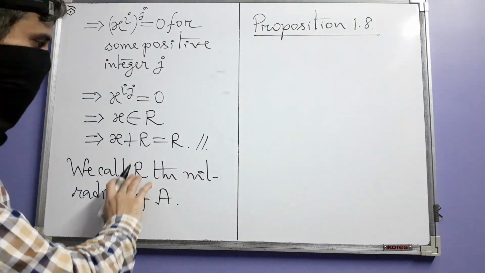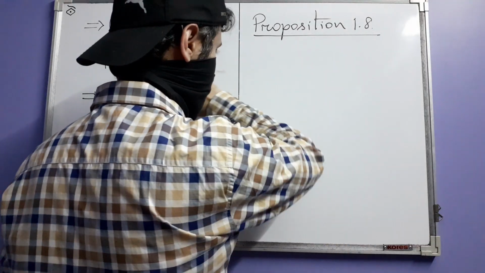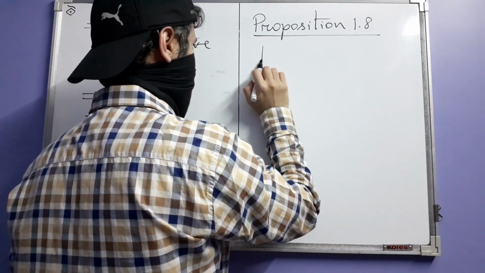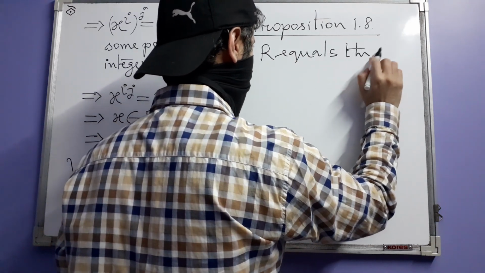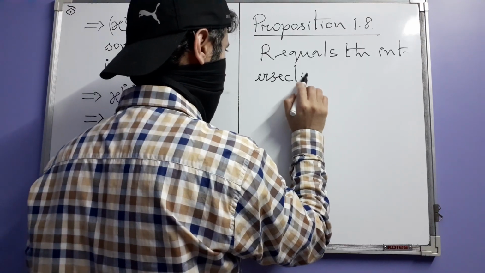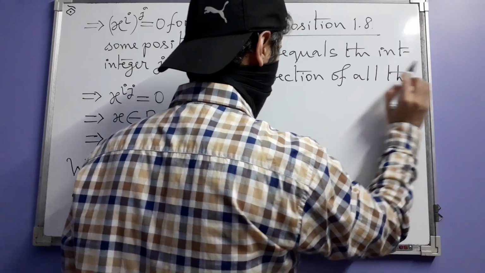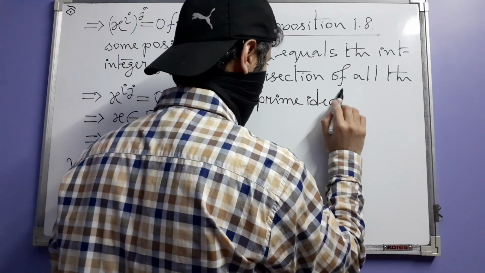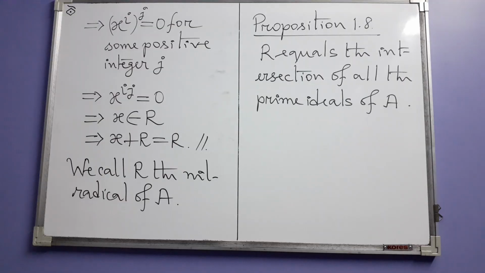With R having the same meaning here. Okay, so I am going to use R and A everything from our existing discussion. R equals the intersection of all the prime ideals of A. Let's now prove this.